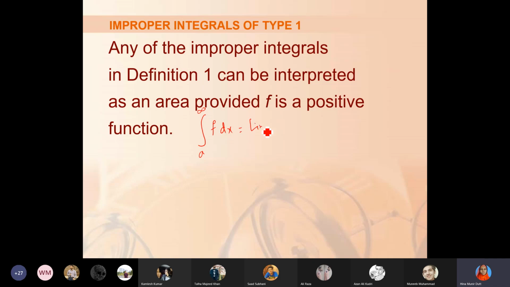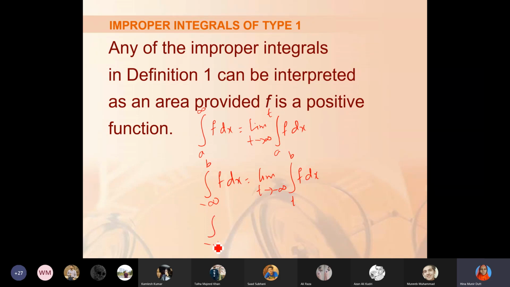You will write it as limit t approaches to infinity from a to t f dx, evaluate it and then take the limit. Minus infinity, if you have this case, then you will write t approaches to minus infinity, integrate it the same way, put the limits of integration and then take the limit.